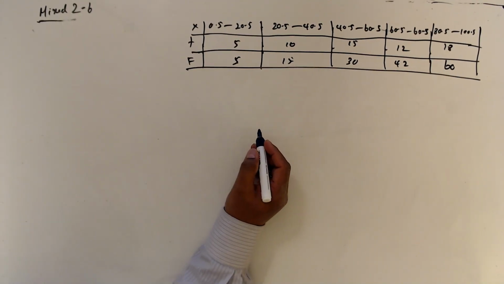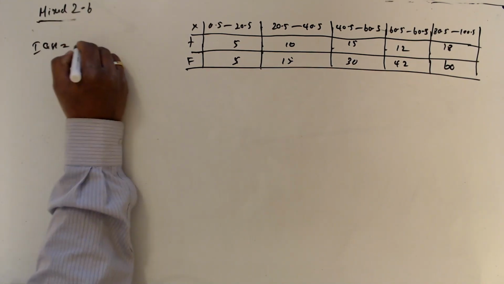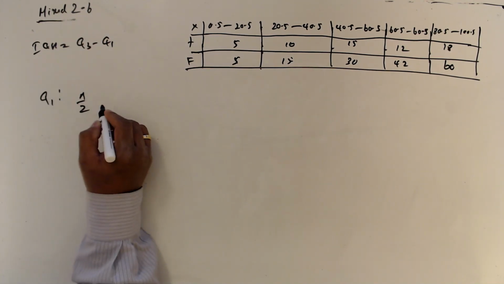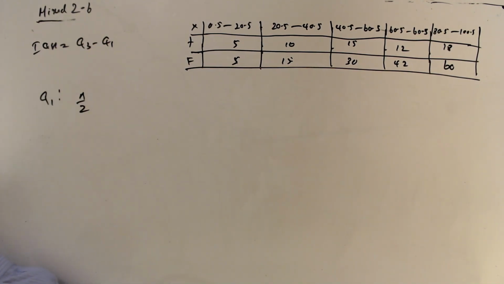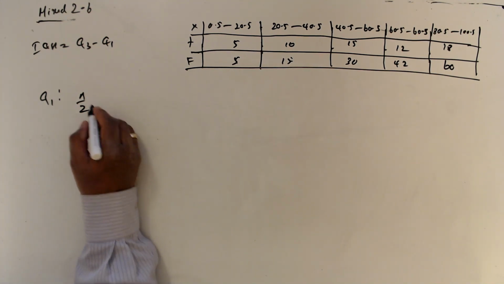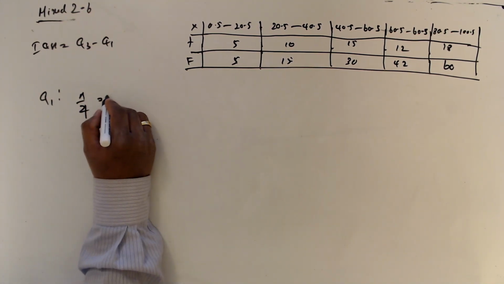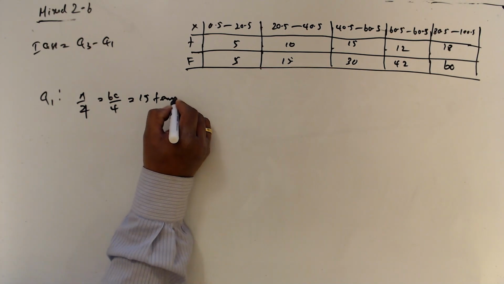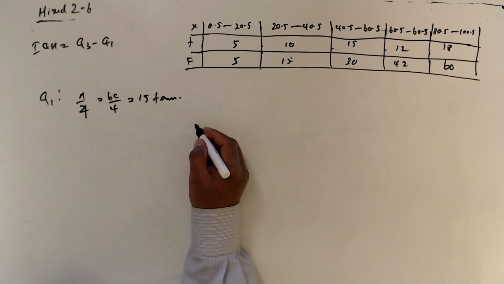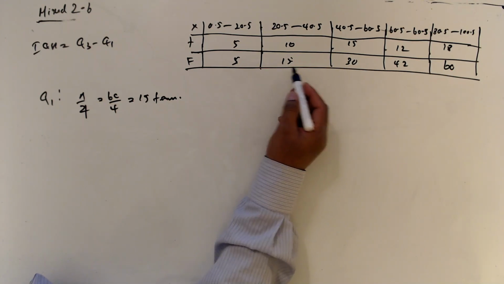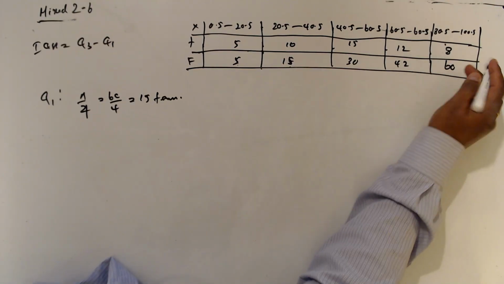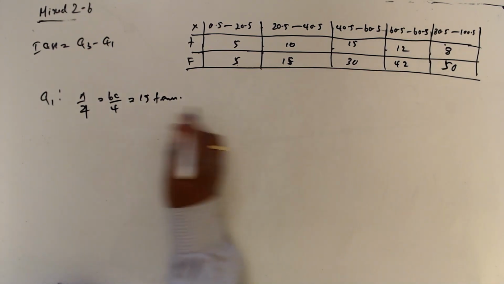Now we want to find the interquartile range. IQR means Q3 minus Q1. Q1 we will find n divided by 4. So 60 divided by 4, that is going to be 15. So we need the 15th term. We'll find the 15th term in here. So this is not 18, this is 8. And because of that, this is 15.